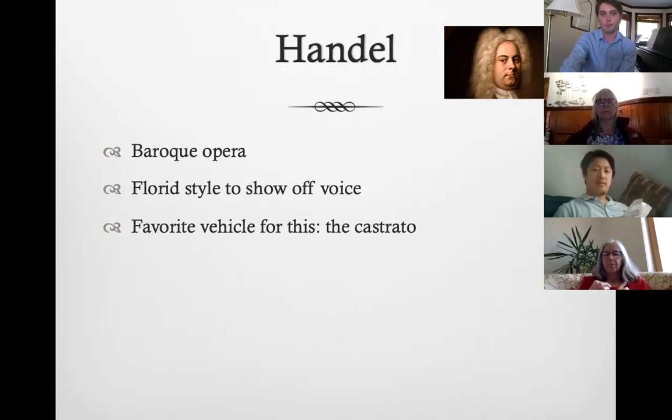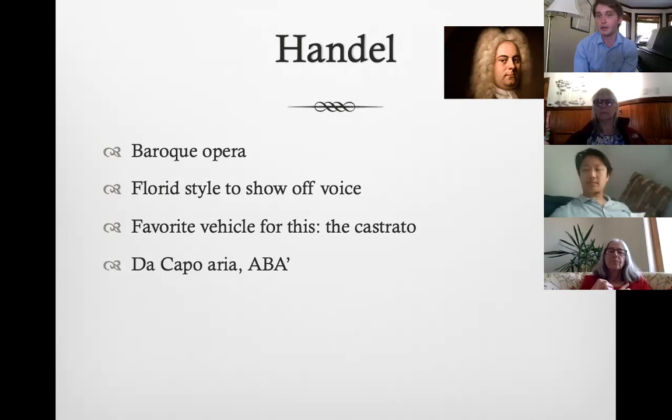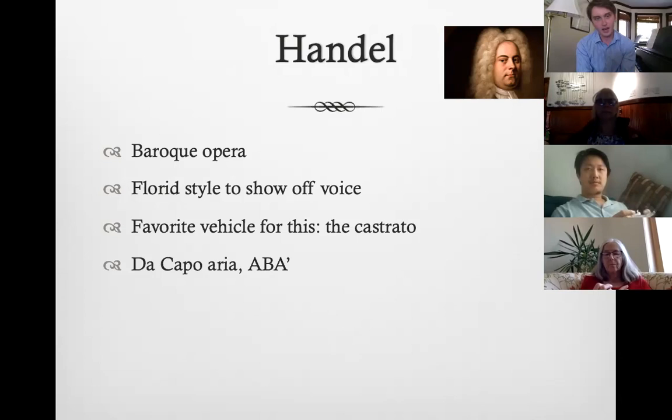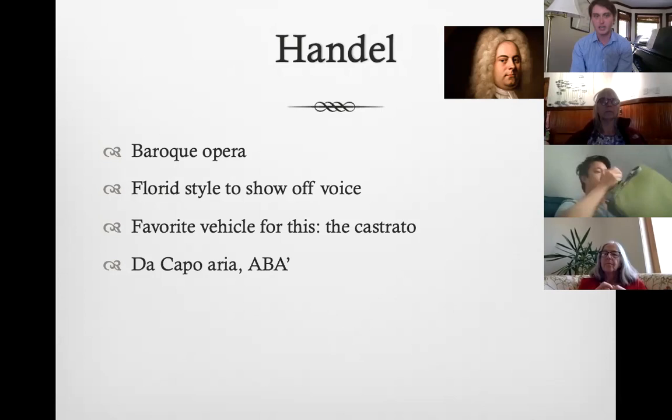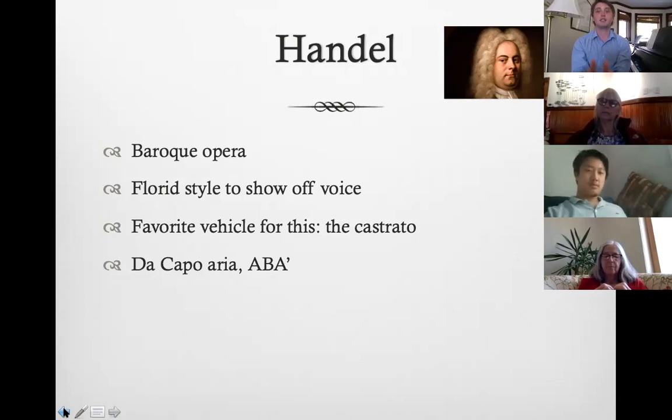And then there was also the concept of the da capo aria, which is ABA, in terms of the overall structure of the aria. So there's a first section, then there's a contrasting middle section, and then it ends with a repeat of the first section, which is ornamented. And when I say ornamented, they'll add decorations. And basically, the first section will have text, then the second section, different text, and then it'll return to the same text. So let's stop sharing this.